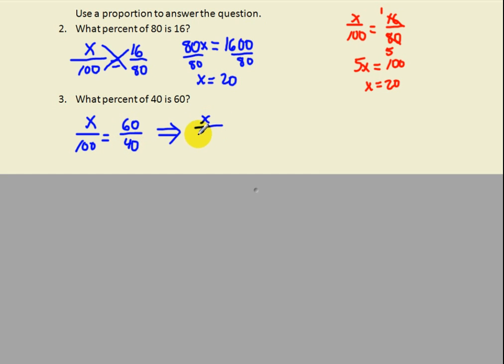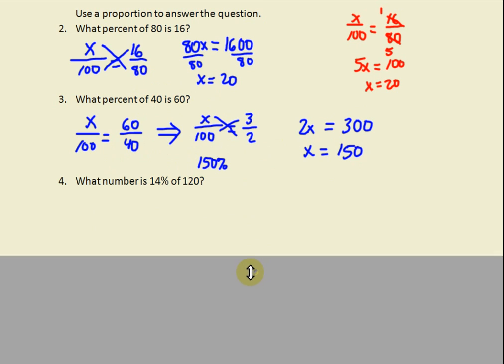That leads to x over 100 is equal to, we can divide each of these by 20 to get 3 over 2. And then we can cross multiply. And we get 2x equals 300. Divide each side by 2 to get 150. So remember, that's our percent. So we have 150%. In other words, 60 is 150% of 40, which makes sense. It's more than 40, so it's more than 100%.